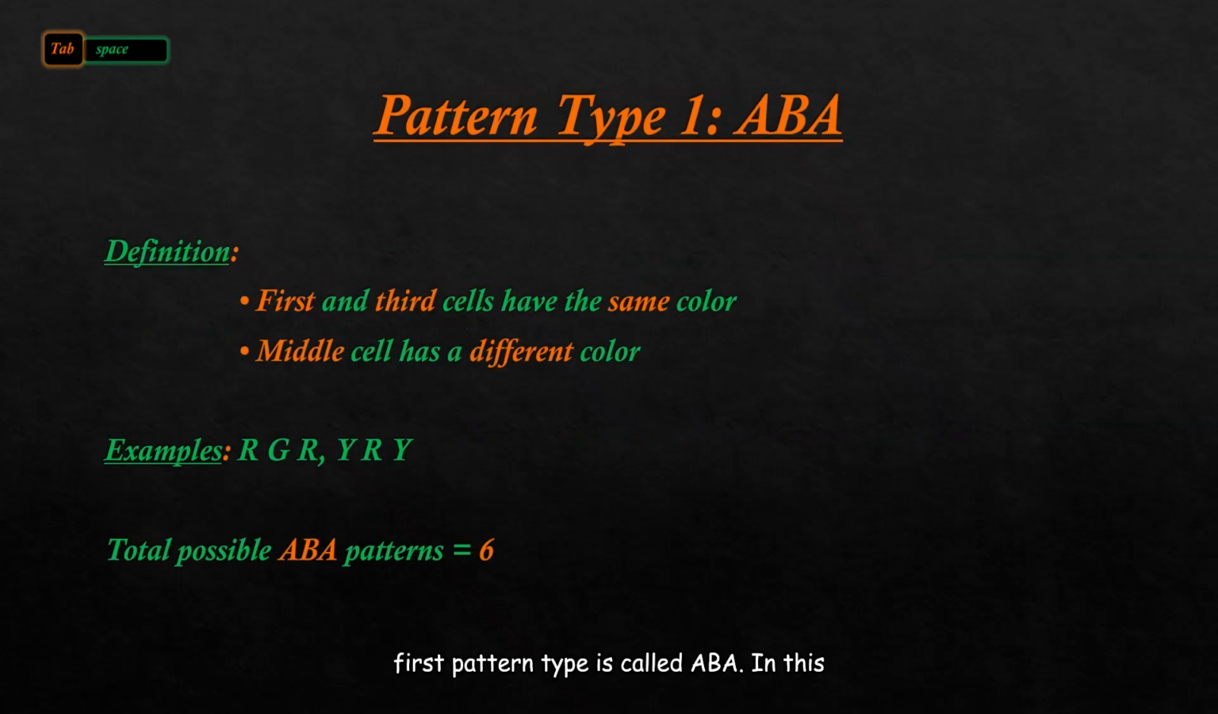The first pattern type is called ABA. In this pattern, the first and third cells have the same color, while the middle cell has a different color. For example, red, green, red, or yellow, red, yellow are valid ABA patterns. To count these patterns, we choose one of the 3 colors for the repeating cells and one of the remaining 2 colors for the middle cell. This gives us 6 valid ABA patterns.